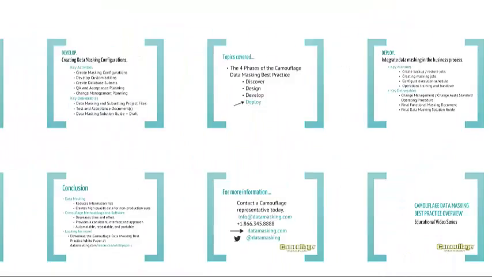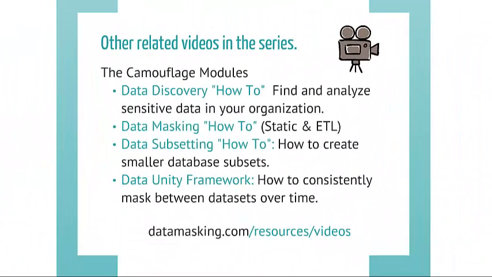Discover our how-to sessions on the Camouflage modules that are critical components found within each of the phases of the Camouflage data masking best practice. The how-to videos include an overview of modules like Discover, where sensitive data is automatically located and identified, Mask, where sensitive data is removed and provides realistic test data, Subset, which creates smaller size copies of databases, and the Data Unity Framework, which allows consistent masking between datasets over time.